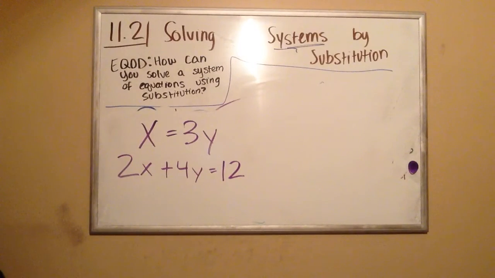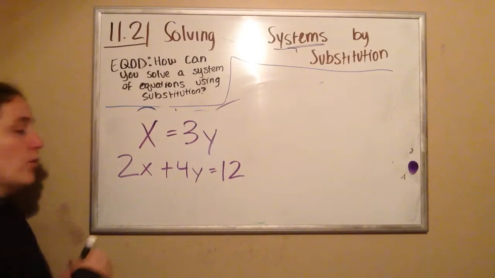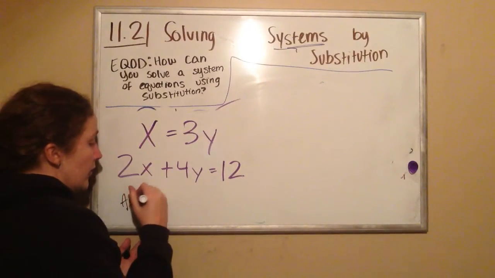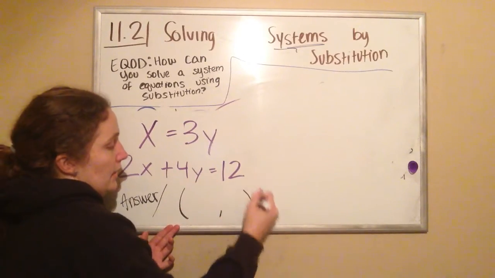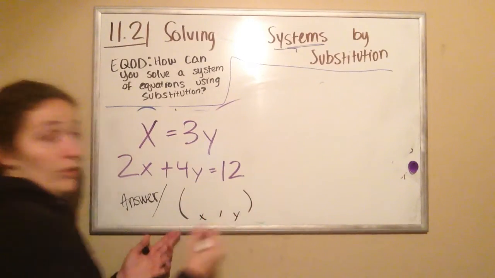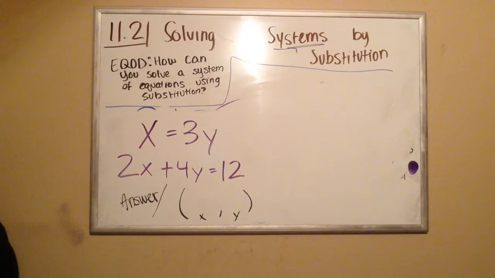Alright, there's your equation. Remember, you are solving these systems of equations. Please, for the love of goodness, give me an answer that is an x, y coordinate pair. Okay, that's what your answer should look like. Alright, pause it, do this on your left-hand side.